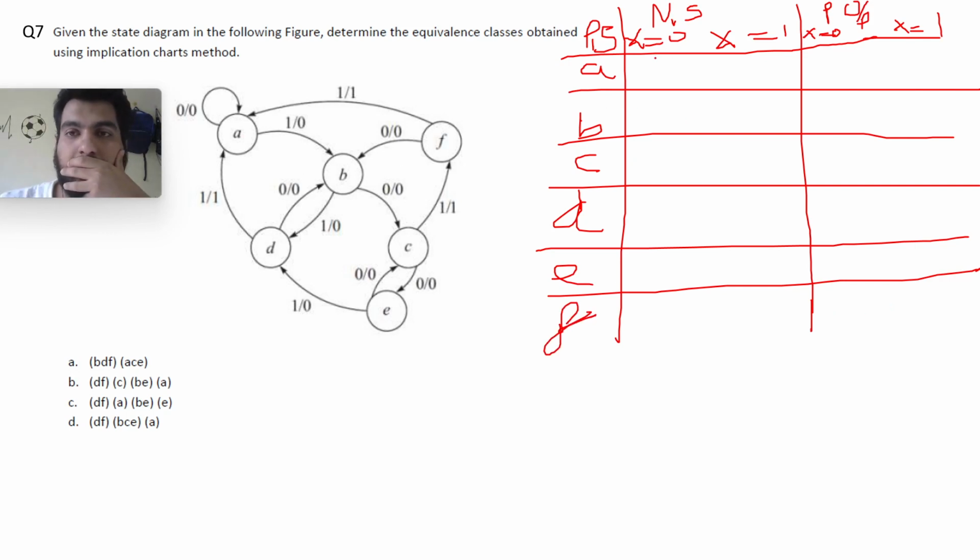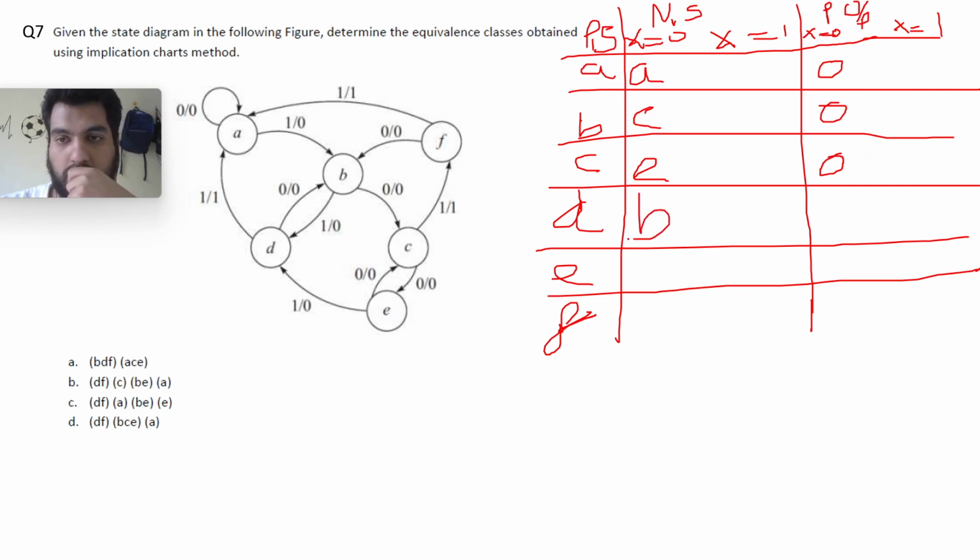Now at state A, when I get input 0, I remain at state A and my output is 0. At state B, input 0, I go to state C and my output is 0. At state C, input 0, I go to E with output 0. At state D, input 0, I go to state B with output 0. At state E, input 0, I go to state C and my output is 0. Finally at state F, input 0, I go back to state B and my output is 0. Now looking at input 1: at state A, input 1, I go to state B with output 0. At state B, input 1, I go to state D with output 0.